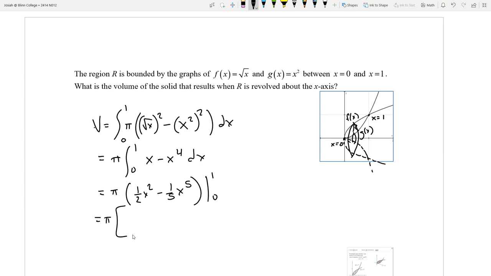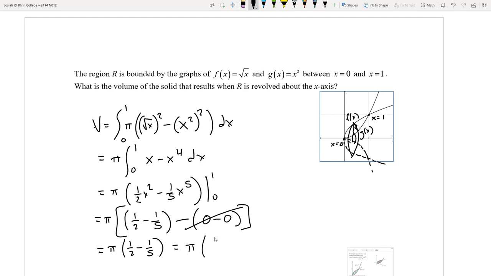So we'll evaluate. We plug the 1 in, we've got 1/2 minus 1/5, minus, plug the 0 in, we get 0 and 0. So pi times 1/2 minus 1/5. That's pi times 5/10 minus 2/10. So that's pi times 3/10, which is 3 pi tenths cubic units.